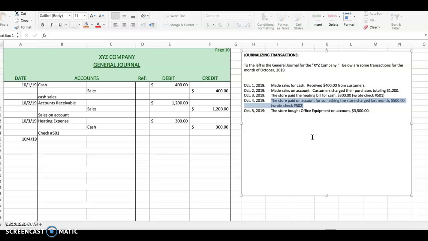That happened last month. But now we are paying for it. So that means we owe less money. So the account that is used here that goes down is accounts payable. That's a liability account. We owe less money. Accounts payable will show decreases. We owe less money on the debit side. So we paid $500 and I believe we paid cash.